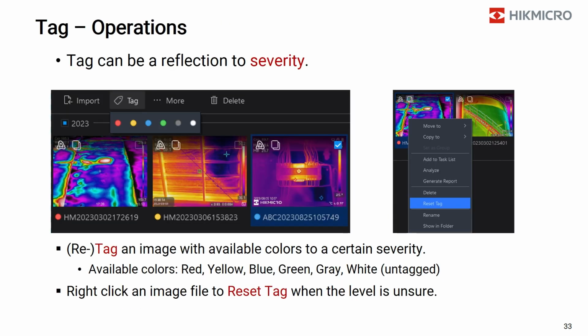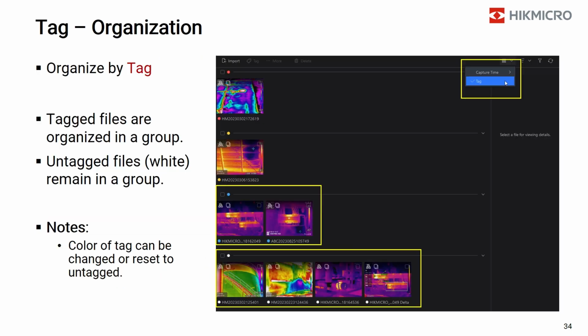This time, let's move to some useful functions of tag. First of all, several operations related to tag will be introduced. Tag could be a reflection to the severity of issue. Users can tag or ray-tag an image with a number of available colors to indicate its severity. Available colors in HIKMICRO Analyzer include red, yellow, blue, green, gray, and white. By the way, white indicates untagged. When the severity is unclear, users can right-click on the image file to reset tag in the client.